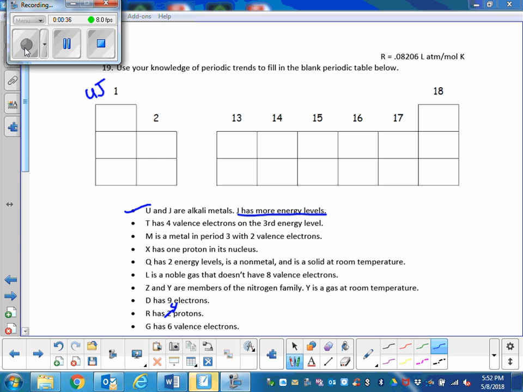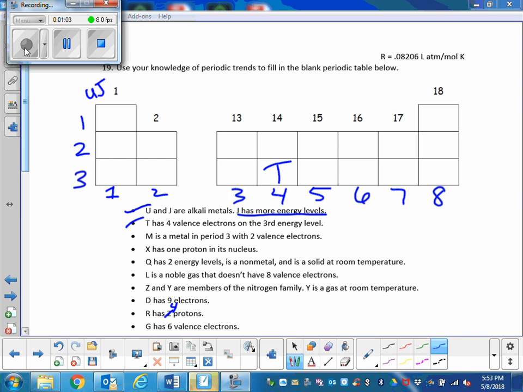T has 4 valence electrons on the 3rd energy level. So we go to the 3rd energy level, so this is the 1st, the 2nd, the 3rd, and then we go to 4 valence electrons. So if we count, this is 1, 2, 3, 4, 5, 6, 7, 8. So 4 valence electrons on the 3rd energy level puts T in this category here.